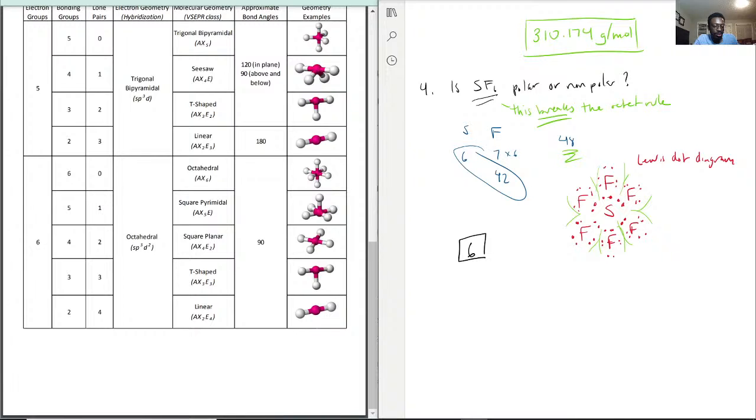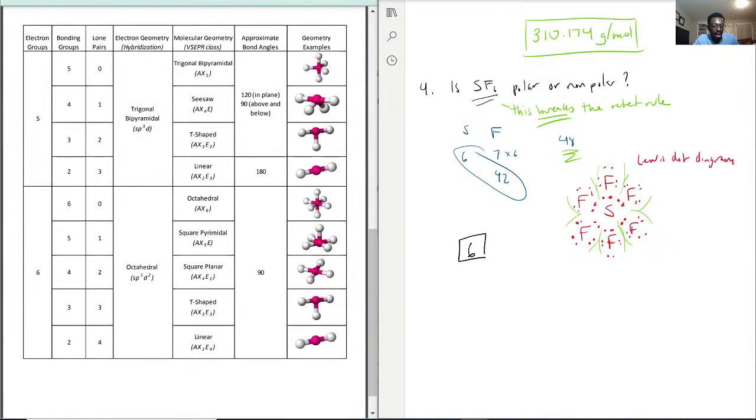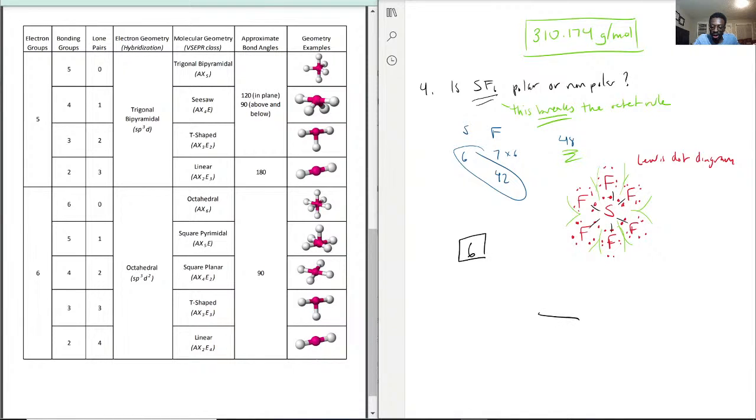So when we scroll all the way down to 6, and if we have 6 bonding groups, which is what we have, 6 bonds here, and 0 lone pairs, it is an octahedral, okay? So if we drew it out in open space, this is what it would look like, sulfur being in the middle, okay?